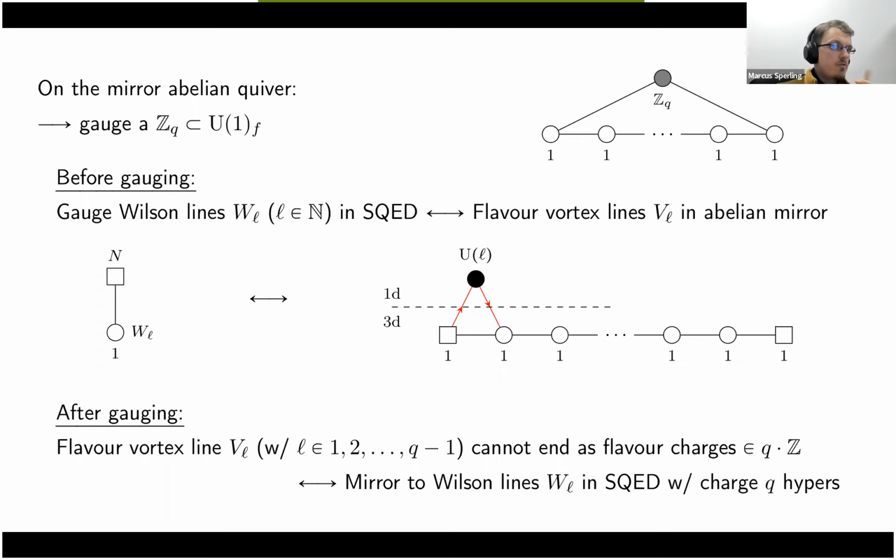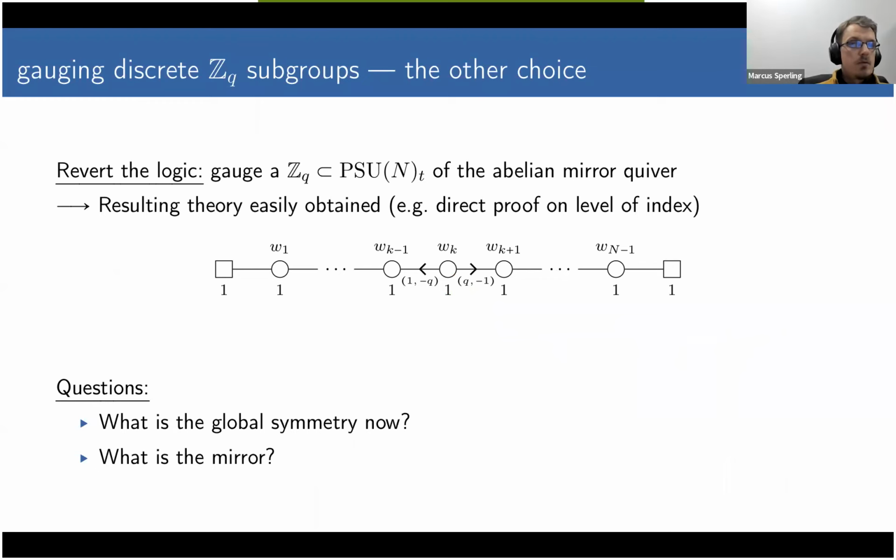But this was a very simple example, because the symmetry in which we are performing the gauging is just a U(1). Now, if we turn around the logic, we can go.